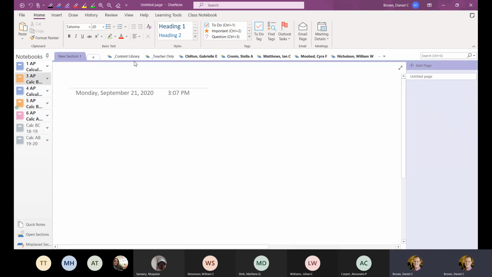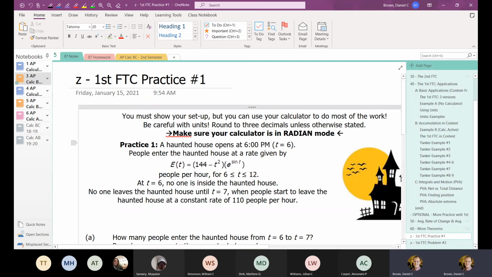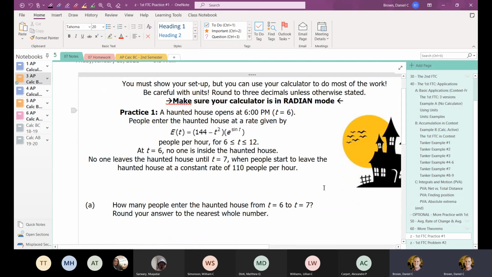In fact, it might not be shared with you. I have to double check. I don't think it is actually. But we're going to do a problem dealing with people entering and exiting a haunted house. So again, College Board will come up with some crazy questions. We just want to make sure that we can understand how the integral and the derivative relate all these inputs and outputs.